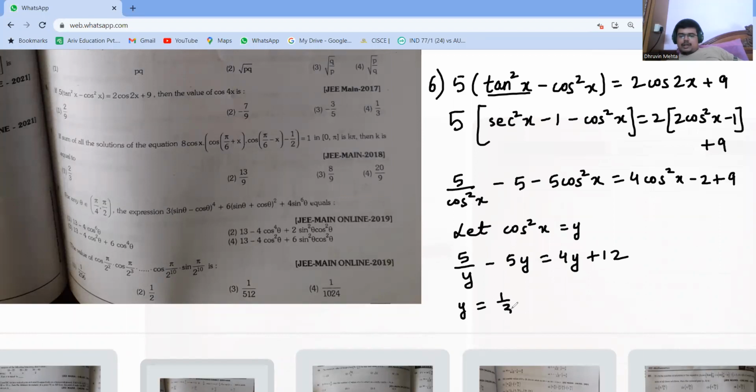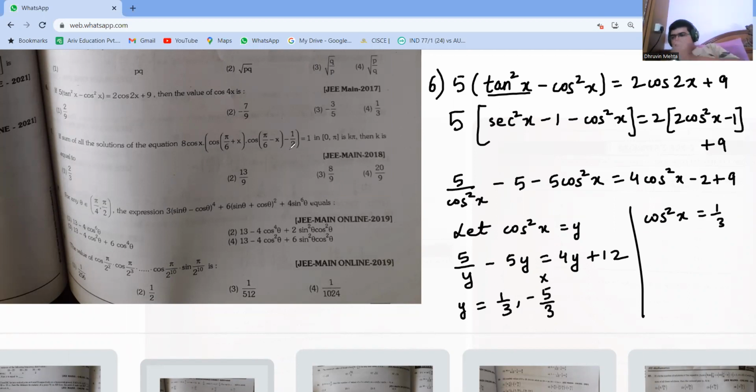So Arush, you're getting y is 1 by 3 or minus 5 by 3. And y over here represents cos square x, which cannot be negative, so not minus 5 by 3. So cos square x is 1 by 3. Okay. And we have to find cos 4x. Now it will be done.